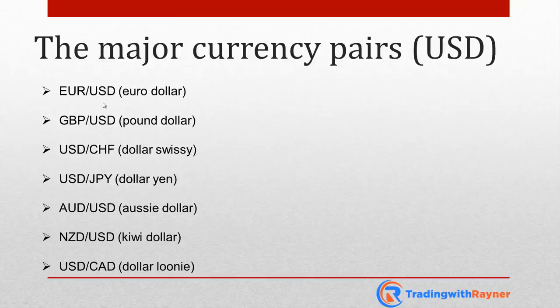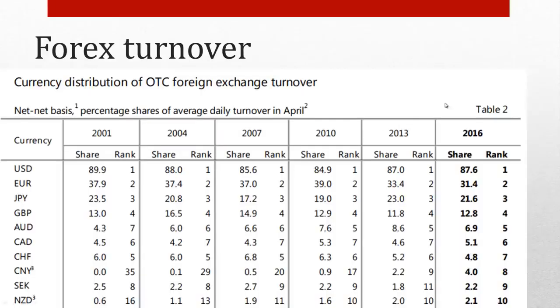Notice that they all have the USD element in all of these currency pairs. And these 7 currency pairs are the most liquid currency pairs. So that's why they're called the major currency pairs, the most popular and most heavily traded. And if you look at this, in 2016, the number one most actively traded currency is USD, followed by Euro, followed by Yen, Pound, Aussie, etc.